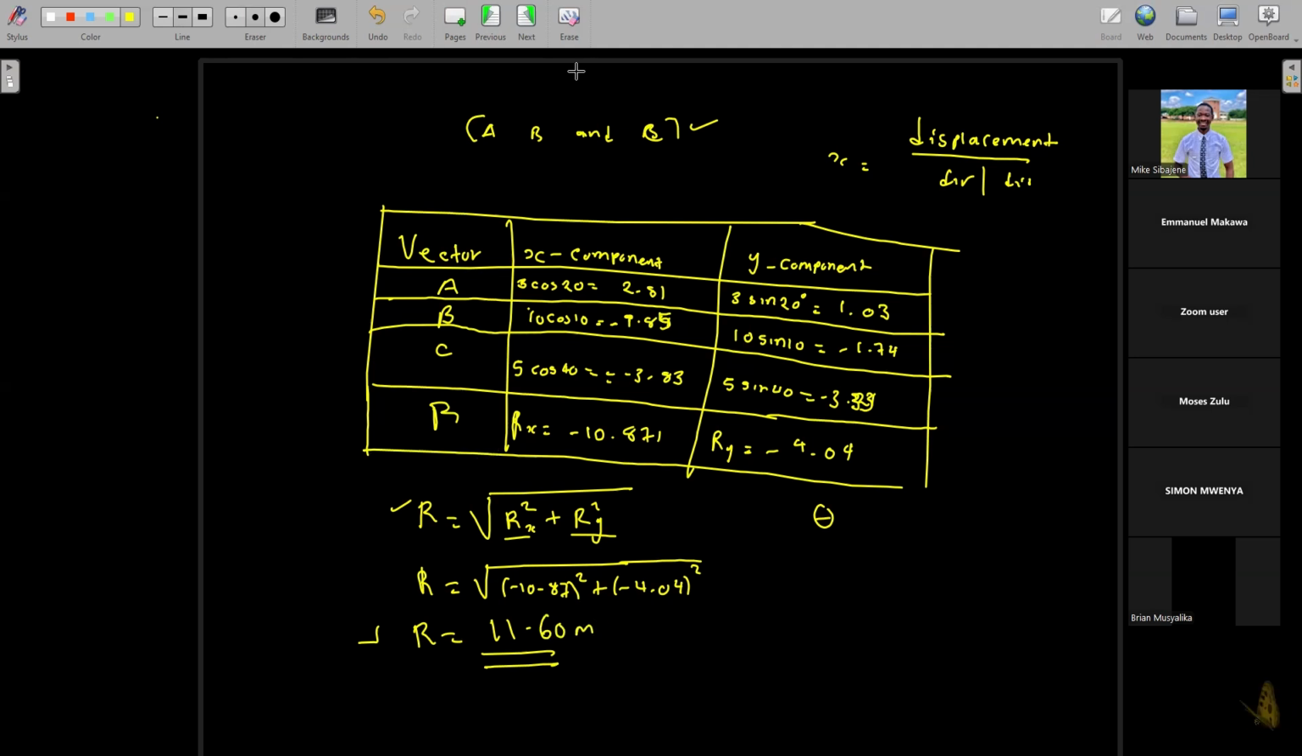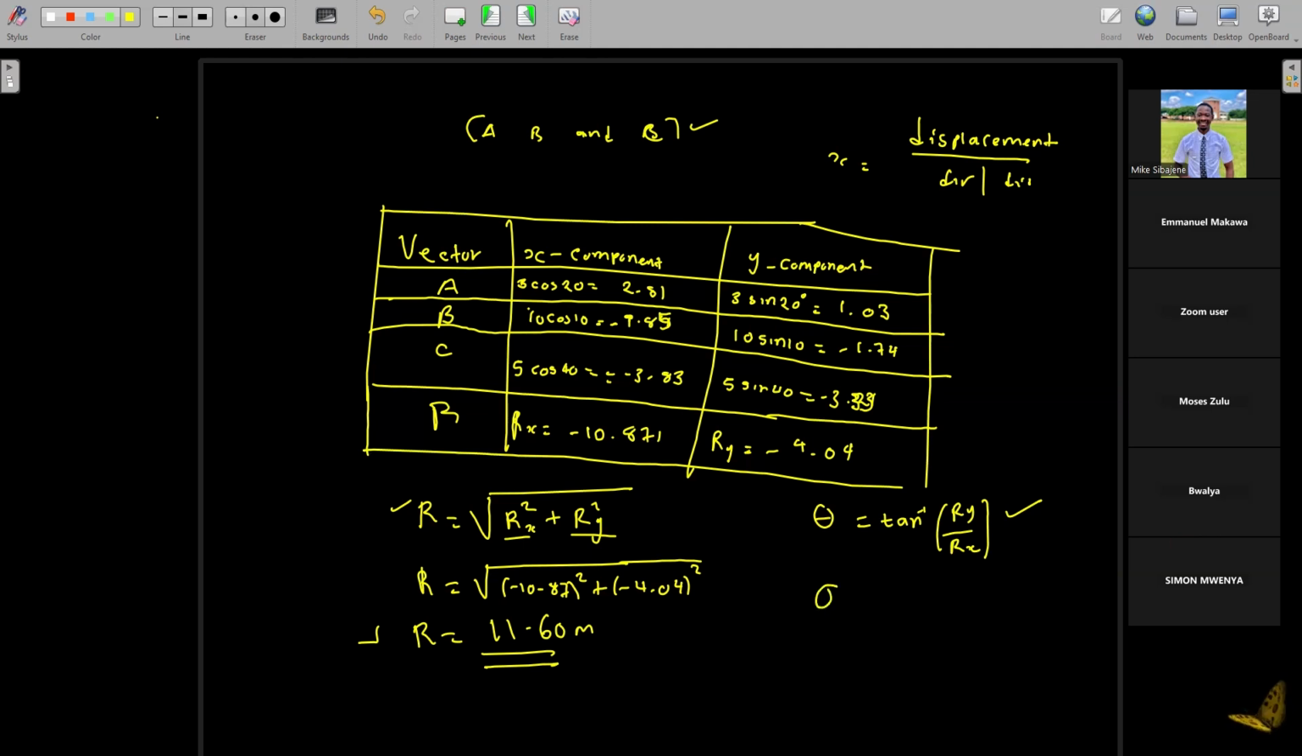Now, when they say find the displacement, we are finding the direction and also the magnitude. The direction is given by the angle theta, and theta is found using tangent. We say tan inverse of ry over rx is our direction. That is the formula to find the direction in any vector problem. Are we together? In any vector problem, this is how you find the direction of a given vector.